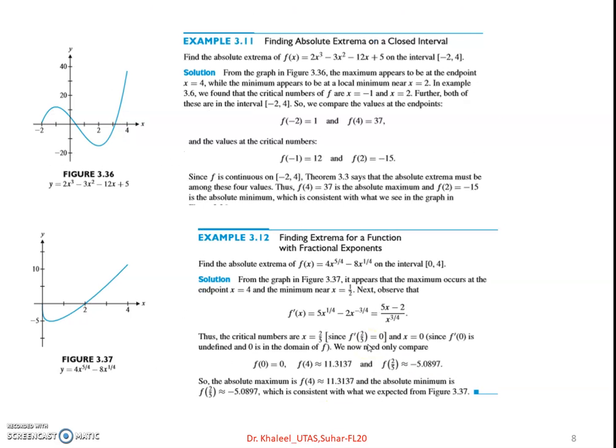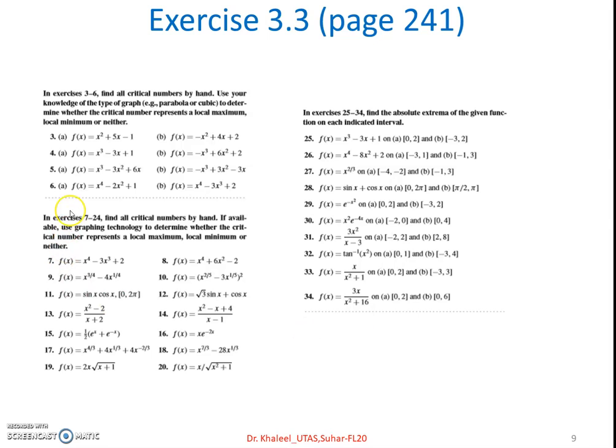Same examples here. In the first set of questions, that is 3 to 6, we are just finding the critical number. Just find the critical number, that's it. And then check whether it is a local maximum, minimum, or neither. We will see how we are going to do that. Find all the critical numbers for all of these, and here find the absolute extrema. This is the example I gave you here.